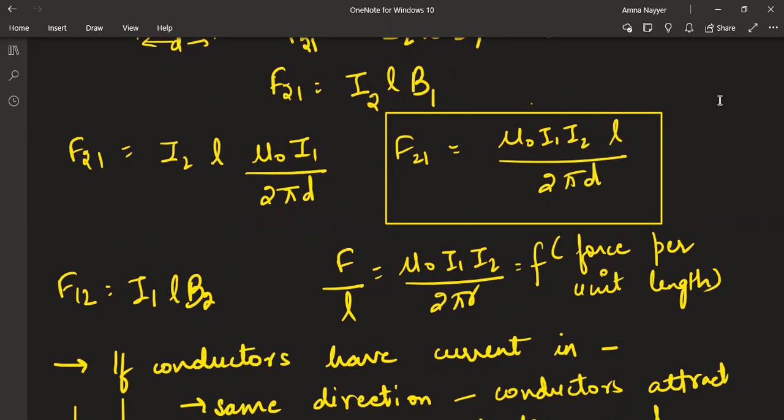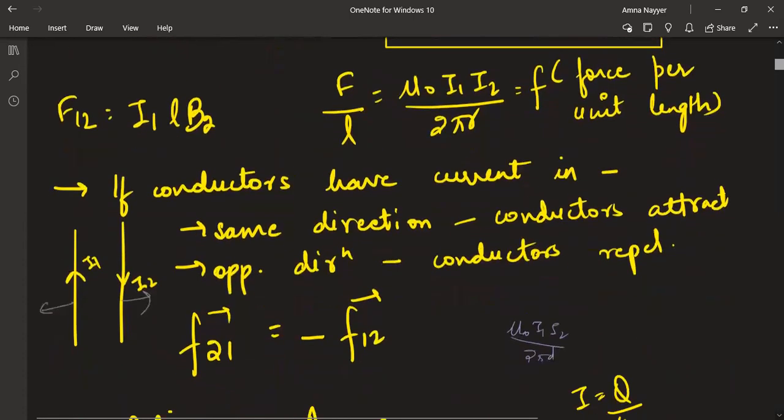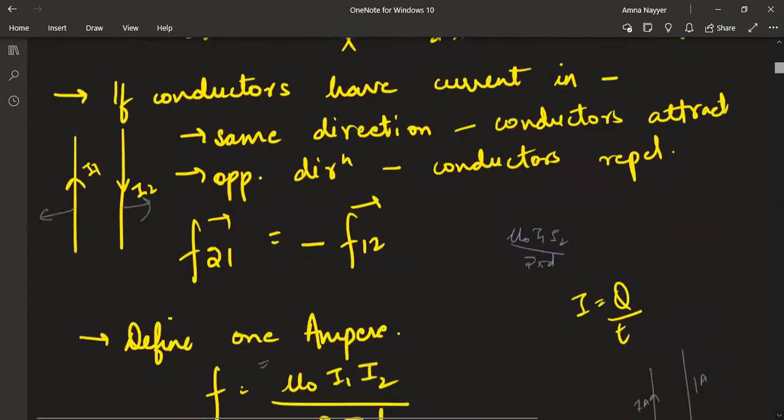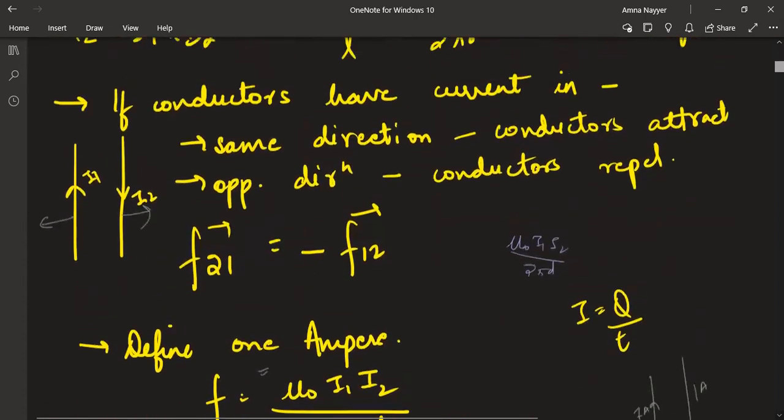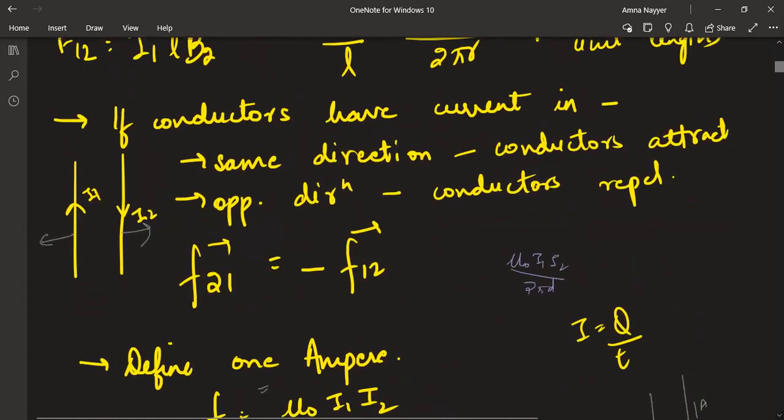If you are asked to write the force per unit length, and you see newton per meter in your answer, this becomes the formula for it. If you see just the force between two parallel conductors, it is mu naught I1 I2 L by 2 pi d. That's it. One more thing: if the two conductors carry current in the same direction, they will attract, that is, they will move towards each other. And if they are in opposite directions, the conductors will repel. They'll move in opposite directions.